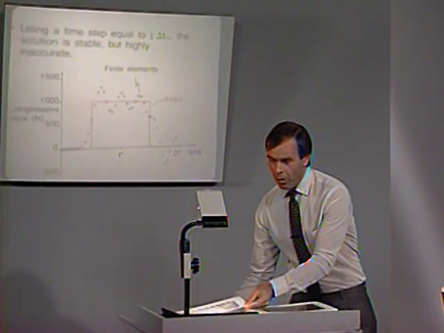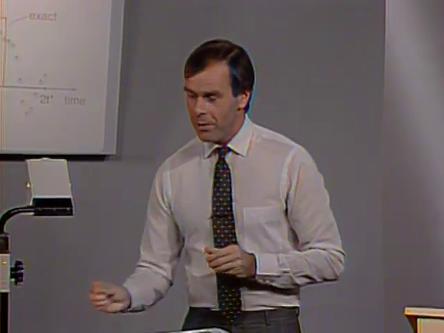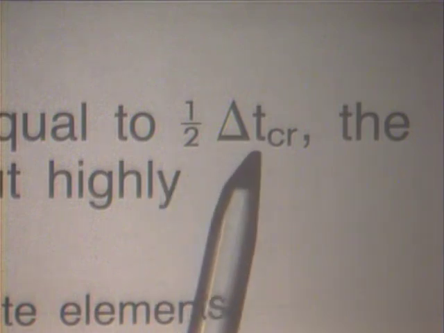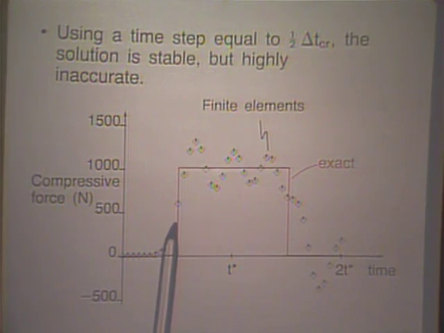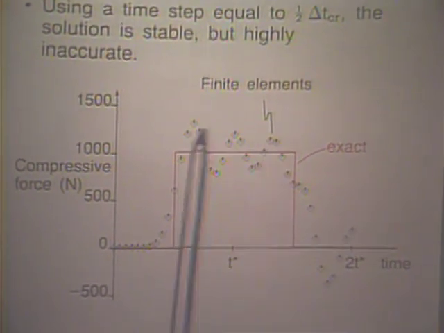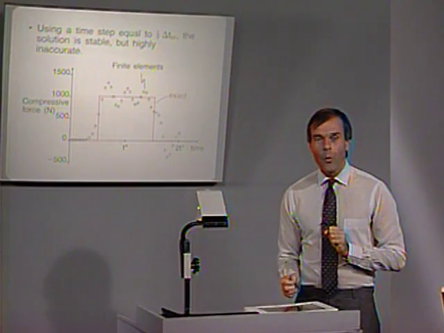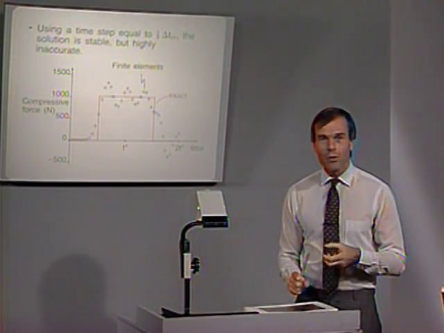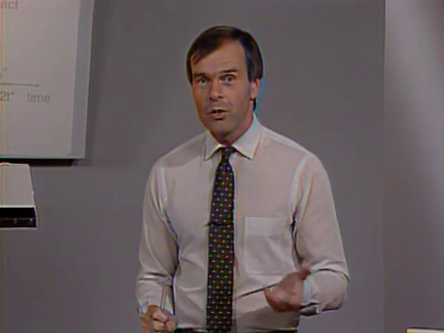Using, however, now a smaller time step, and this is frequently of surprise. Using a smaller time step, we get a much worse result. Here we use a time step of 1/2 delta T critical, half the time step that we used before, and the solution looks actually very bad right here. Frequently, one sort of intuitively thinks, well, if I use a smaller time step, I should get better results. My costs go up, and surely I should get better results.